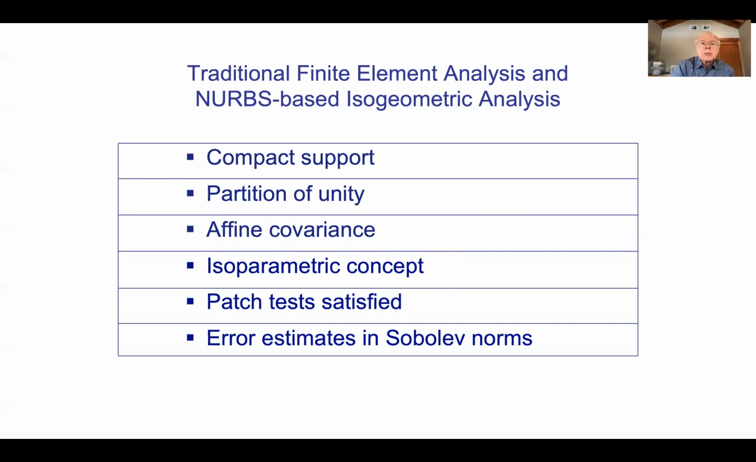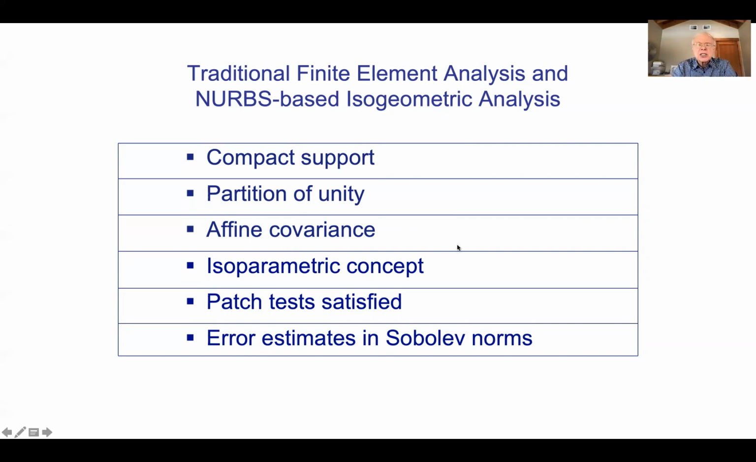So what are the similarities between traditional finite element analysis and NURBS-based isogeometric analysis? Well, as you saw, the functions have compact support. You didn't see this, but they sum to 1, so they have a partition of unity property. They possess affine covariance, meaning if you move the control points consonant with an affine transformation, every point in the object does that. That's not entirely obvious when you're dealing with rational functions, rational polynomials, but indeed it holds.